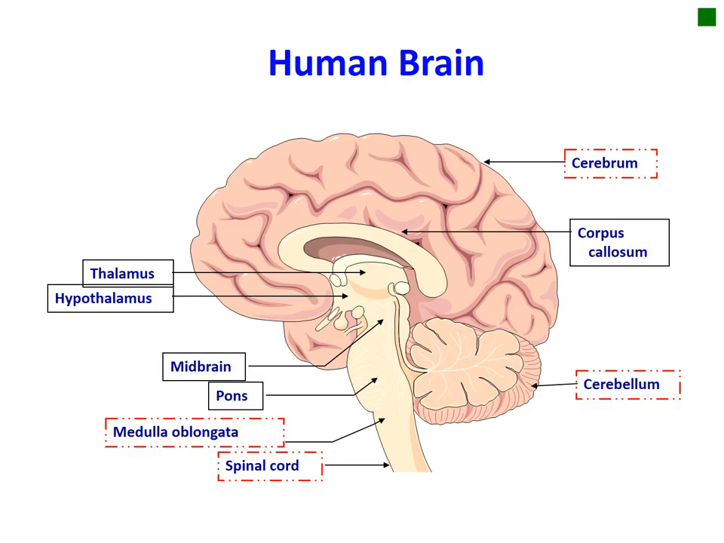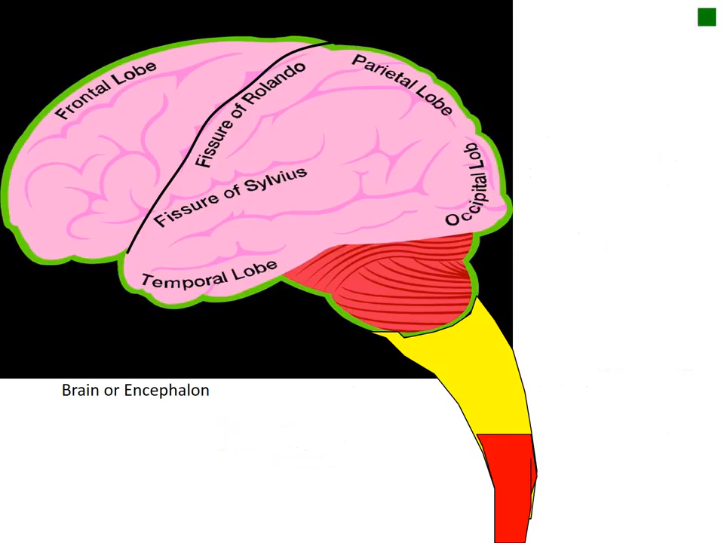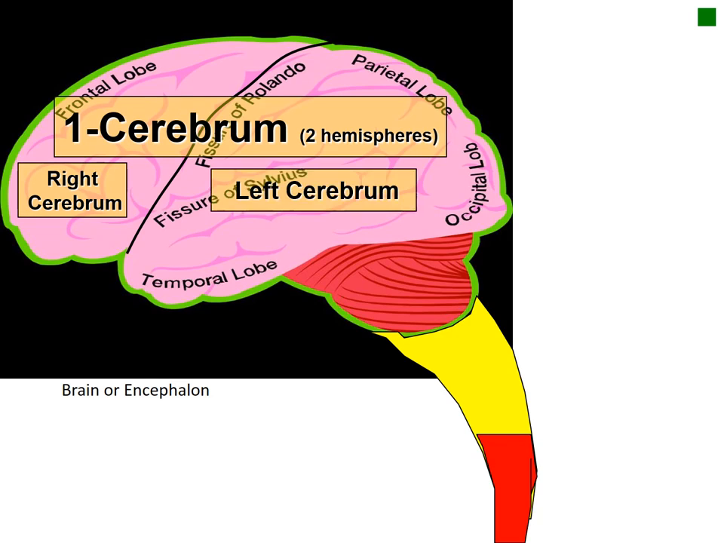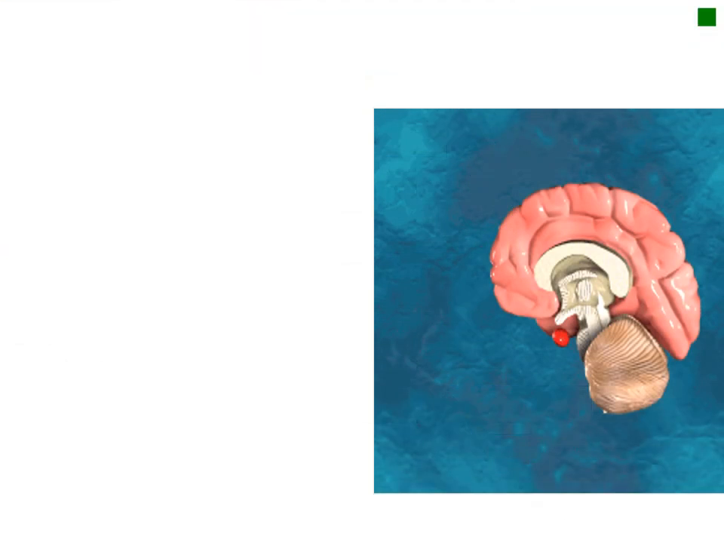The human brain is composed of the cerebrum, the cerebellum, the medulla oblongata, and the spinal cord. This is the figure showing the parts of the brain. The cerebrum is composed of two hemispheres, right and left, and we have the cerebellum, and finally the medulla oblongata, which is the connection between the brain and the spinal cord.